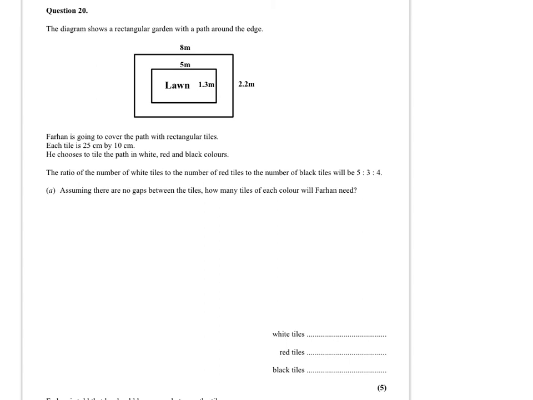At the moment, the tiles are in centimetres and the path is in metres. I think we should change the path to be in centimetres. So we'll have 800 centimetres and 220 centimetres for the outside. And then the lawn is 500 by 130 centimetres. So if we multiply these numbers together, and then take away the area of the lawn from the area of the path, we'll be able to work out the total area of the path.